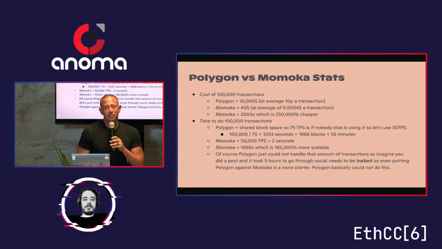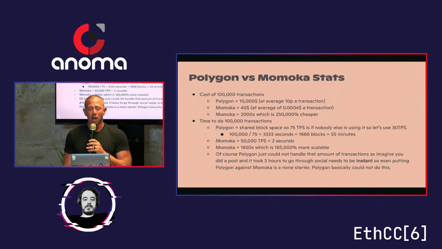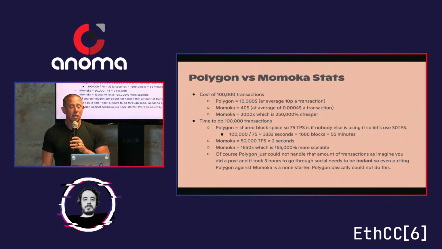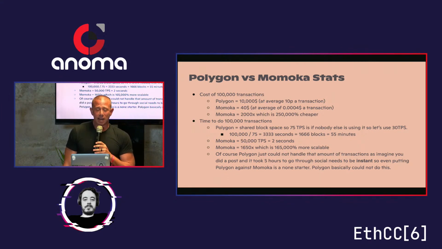So what are some of the statistics that we're seeing right now? Around 100,000 transactions in the past would cost $10,000. They now cost around $40. So we can say that it's around 250,000% cheaper. Also, the time is much faster. With Momoka, 50,000 transactions per second takes around 2 seconds to finalize. So we can basically say that it's around 165,000 times more scalable, meaning it can handle more throughput and it's faster.